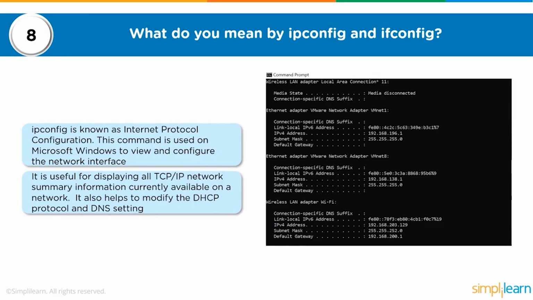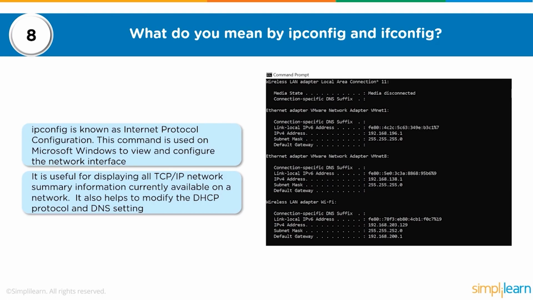Going on to question 8. What do you mean by ipconfig and ifconfig? Both of these are commands, the first one on a Windows machine, the second one on a Linux machine. So ipconfig is known as the Internet Protocol Configuration. This is a command that is used on the command line interface of Microsoft Windows to view all the adapters and the configuration of each and every adapter for their network interfaces.